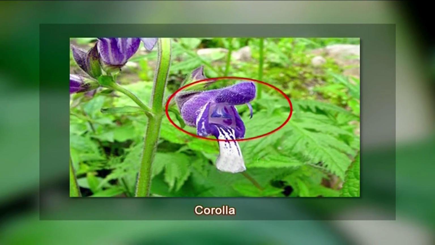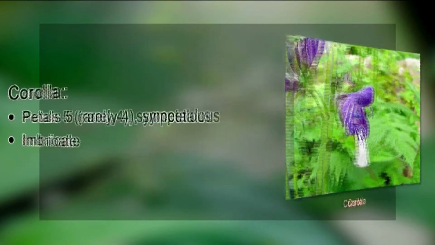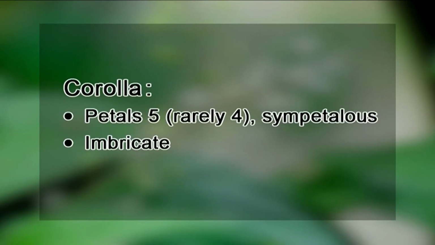Now the corolla. Corolla comprises 5 petals, but rarely there are some taxa where we have only 4 petals. They are again fused, that's why called sympetalous. The aestivation of corolla is imbricate.